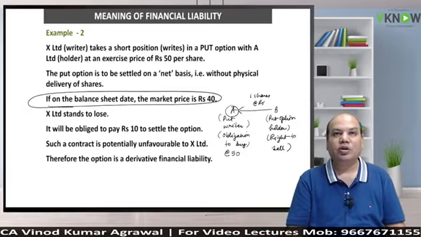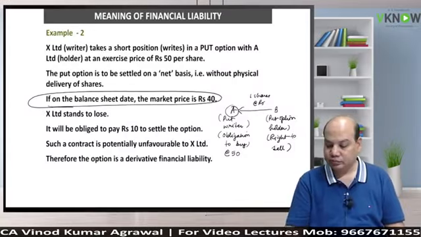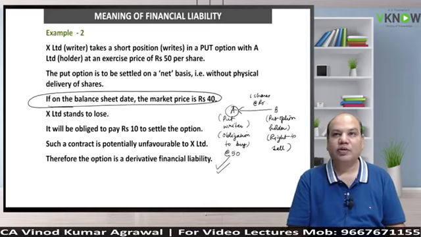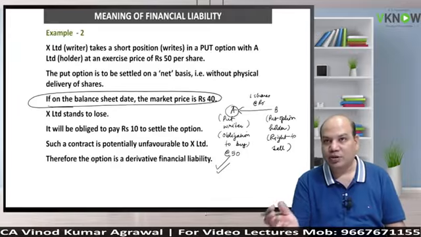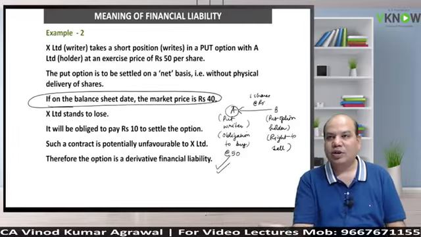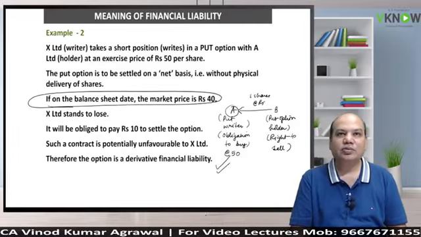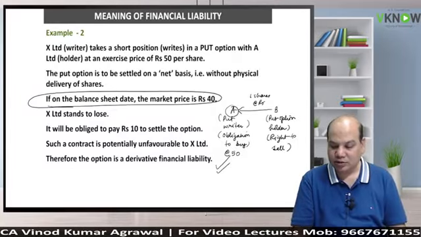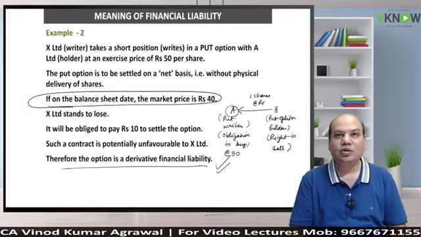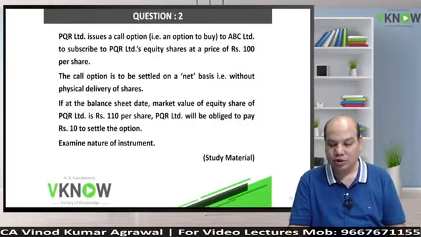So for whom is the contract unfavorable? The contract has become unfavorable to Mr. A because he is still under an obligation to buy at 50. So he will pay 50. He will receive an asset worth 40 only. So you pay more, 50, and you receive less, 40. So for Mr. A in our example, the contract has become a financial liability. It is called a derivative financial liability. So this is element number 2.